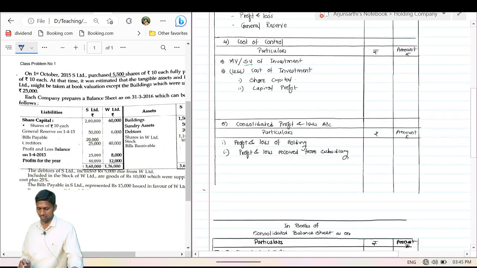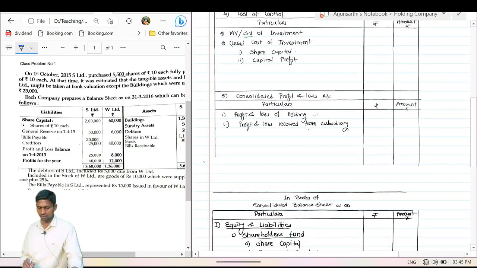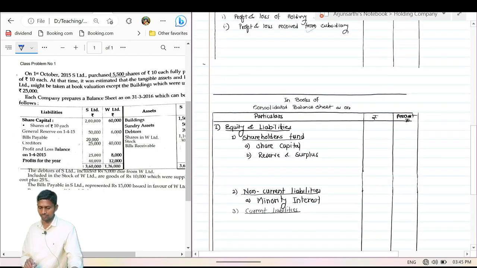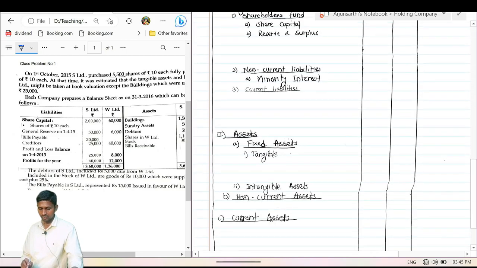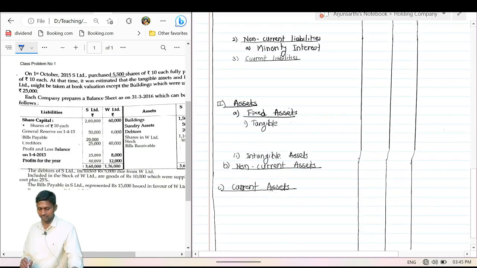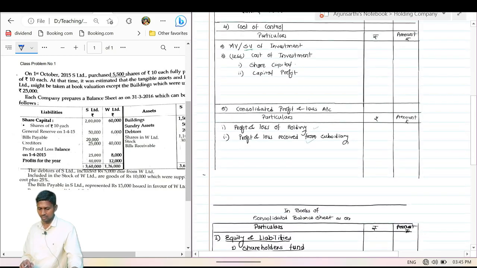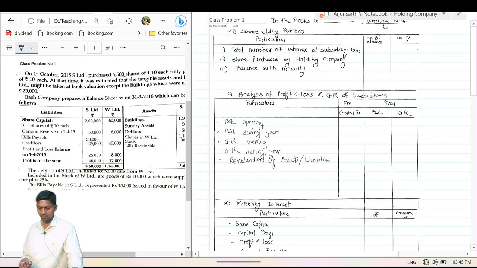And then finally we'll calculate the consolidated profit and loss, that means your profit and loss plus the profit and loss which you have received from the subsidiary. And then after that we'll make the consolidated balance sheet. In that, equity and liabilities, shareholding fund, then non-current and current, and then assets you will find fixed assets, that means non-current, and then after that the current. Fixed asset is also part of your non-current. Okay, this is the format of consolidation.